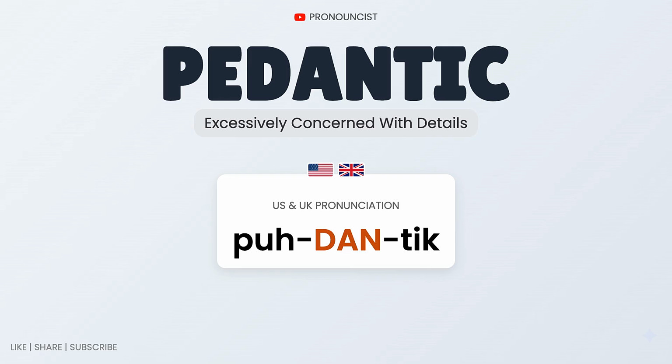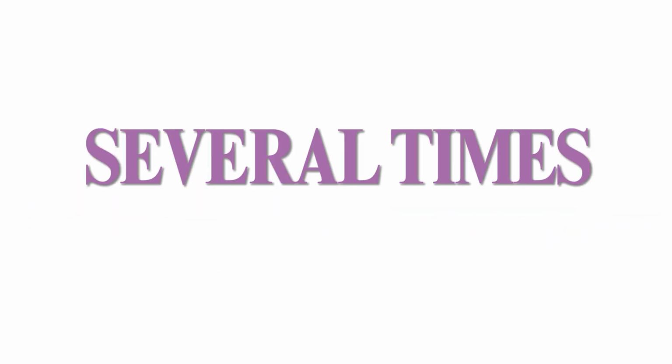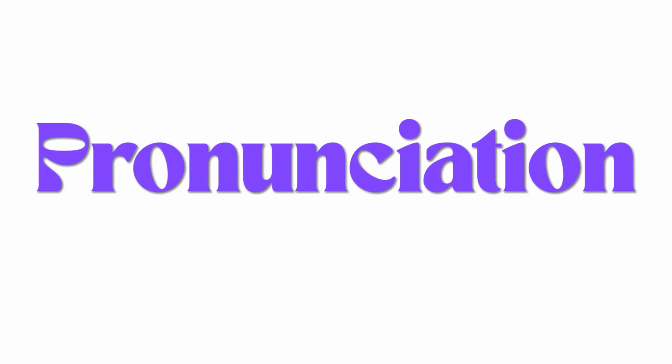Pe-dan-tic. Practice repeatedly and you'll soon be able to say this word perfectly. The best way to practice is to repeat the syllables multiple times. The meaning of the word is excessively concerned with details. Try repeating this word several times to improve your pronunciation.